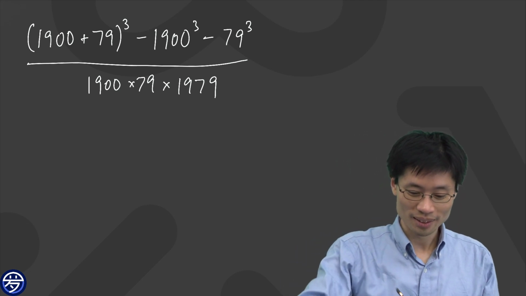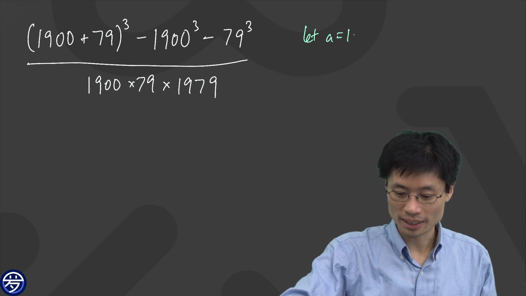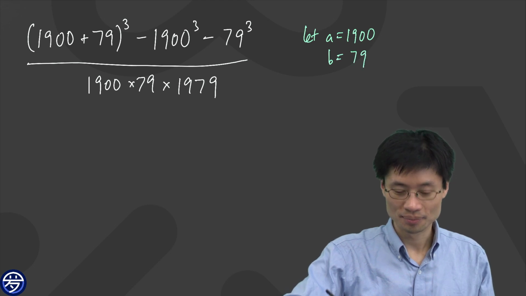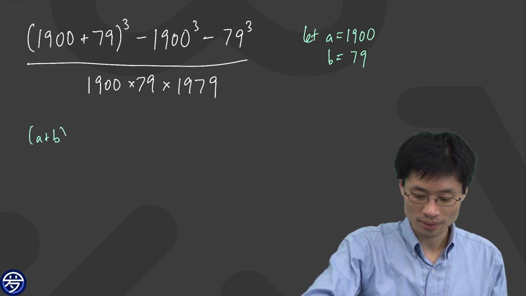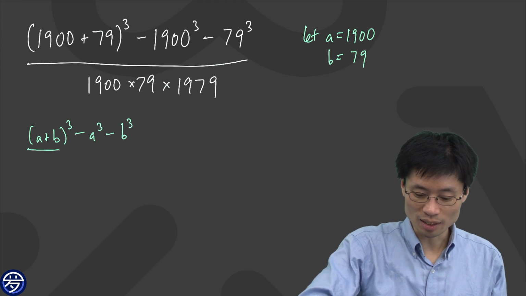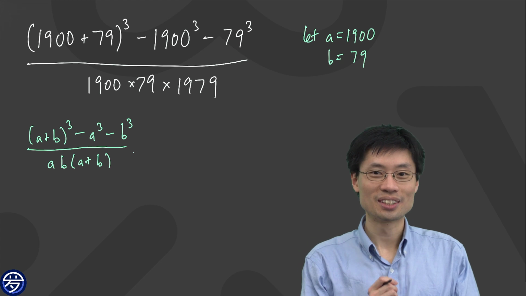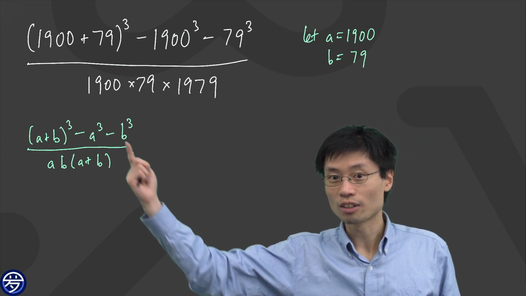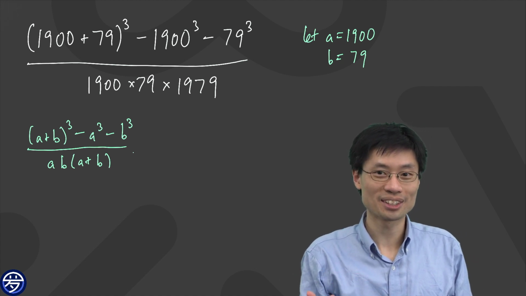So let's see. Suppose I let A be 1900 and let B be 79. So what do you really want me to do? You want me to do (A plus B) cubed minus A cubed minus B cubed, divided by A times B times (A plus B). Okay, if that's what I'm supposed to do, I think I should try to figure out how to open up the A plus B whole thing cubed. Oh, I see. Some people also wanted me to talk about the binomial theorem.